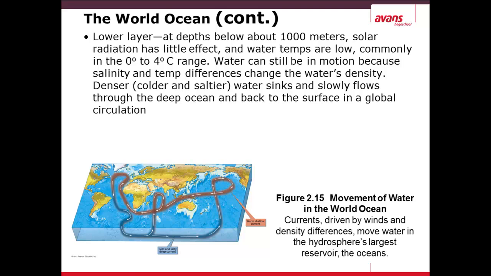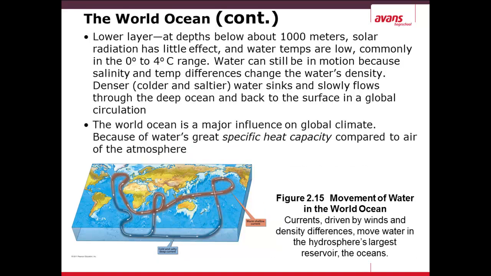So the denser, colder and saltier water sinks and slowly flows through the deep ocean back to the surface in a global circulation, which I mentioned in this figure. The world ocean is a major influence on global climate. Why? Because water has a great specific heat capacity compared to air in the atmosphere.